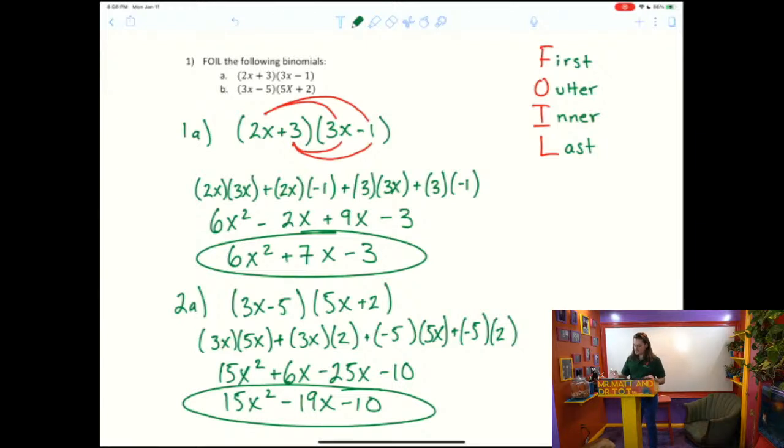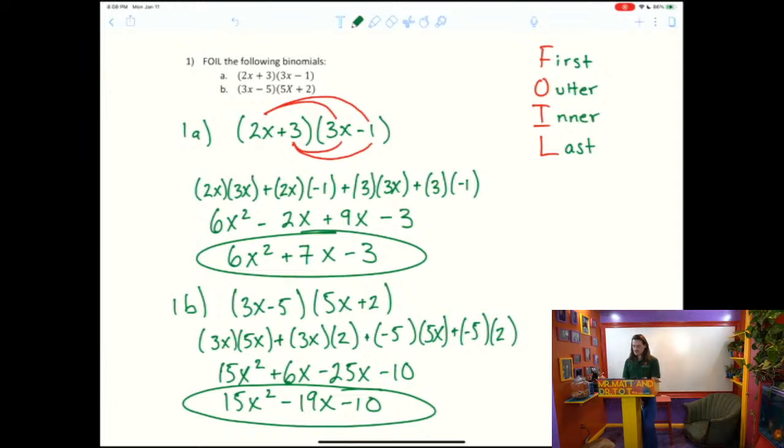For 1b, I mislabeled this, not 2a, it's 1b. For 1b, when we FOIL 3x minus 5 times 5x plus 2, first times first would be 3x times 5x. Outer times outer would be 3x times 2. Inner times inner would be negative 5 times 5x. And last times last would be negative 5 times 2.